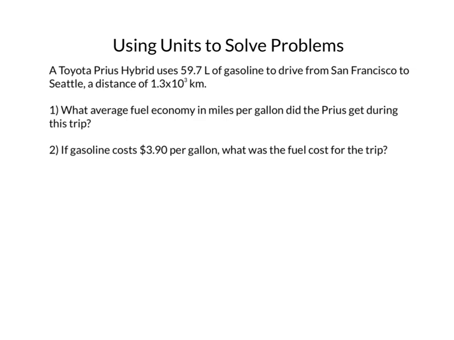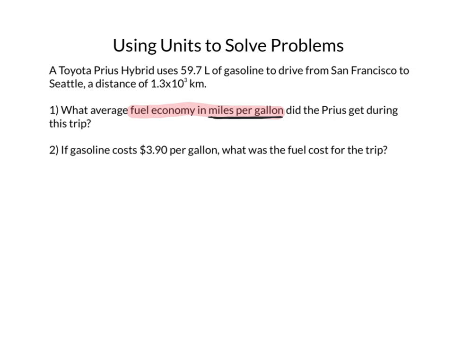In this example, a Toyota Prius hybrid uses 59.7 liters of gasoline to drive a certain distance, so 1.3 times 10 to the third kilometers. And we are asked to find the fuel economy in miles per gallon. So the important thing here is that we want our answer to be in units of miles per gallon.